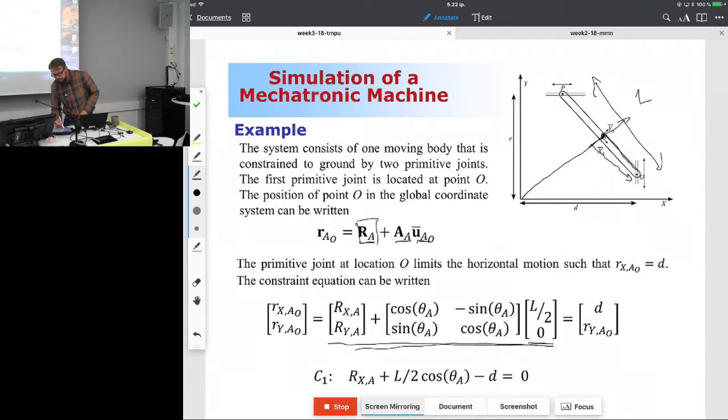So now the next assignment is to impose the constraint. You have to understand that this equation here tells me where point O is with respect to the global coordinate system. So I'm ready to assign my constraint, and the constraint is that this x coordinate always has to be equal to D. How can I do it? I simply say that x has to be equal to D. All right, makes sense.